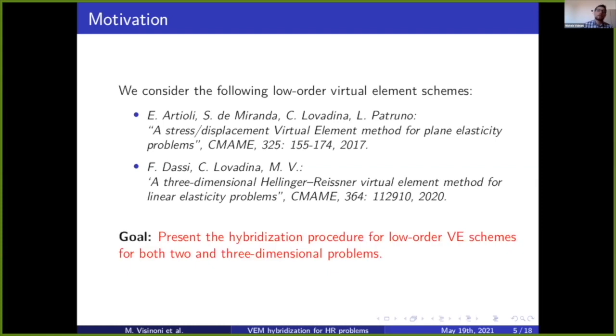So the goal of this work is to present the hybridization procedure for this low-order VEM scheme for both 2D and 3D problems. And in the section of the numerical results, we will see also the advantages of this procedure with respect to these two standard conforming VEM schemes. So this is the motivation. Now the question is, what is the hybridization procedure?